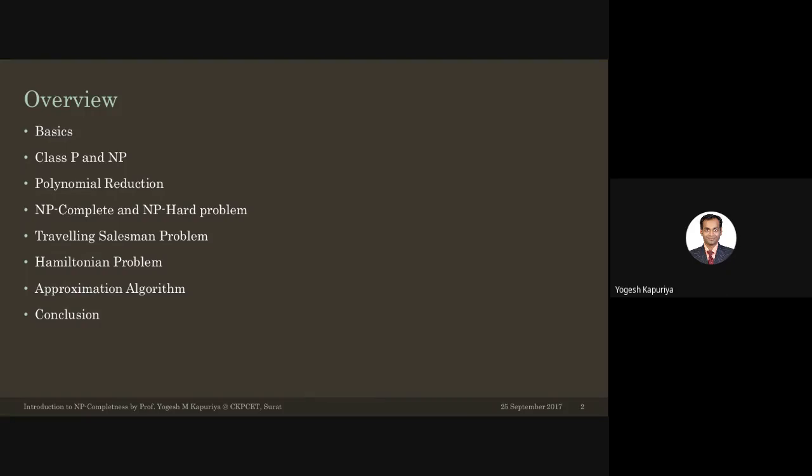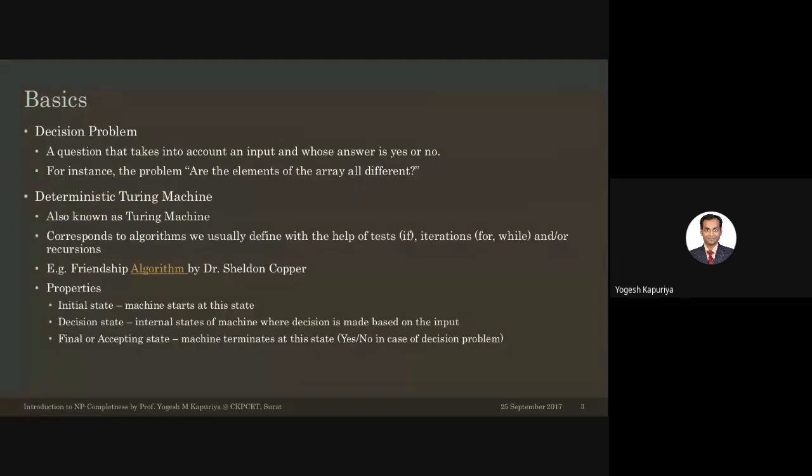So we'll start with the basics, then we'll understand what we mean by class P and class NP. Then we'll discuss a topic of polynomial reduction, which has the capability to convert any problem in class NP to class P. Then we'll discuss another class of problems called NP complete and NP hard, and then we will discuss two problem statements. We're not going to solve them, but we'll just discuss the problem statements of the traveling salesman problem and the Hamiltonian problem. And finally the approximation algorithm and conclusion. So this will be our topic of discussion for today.